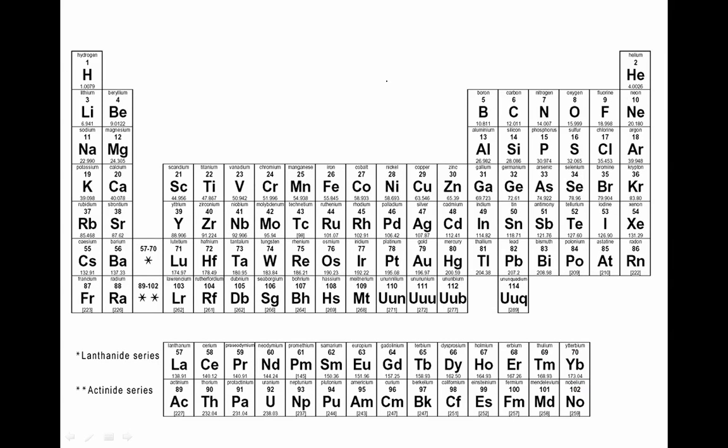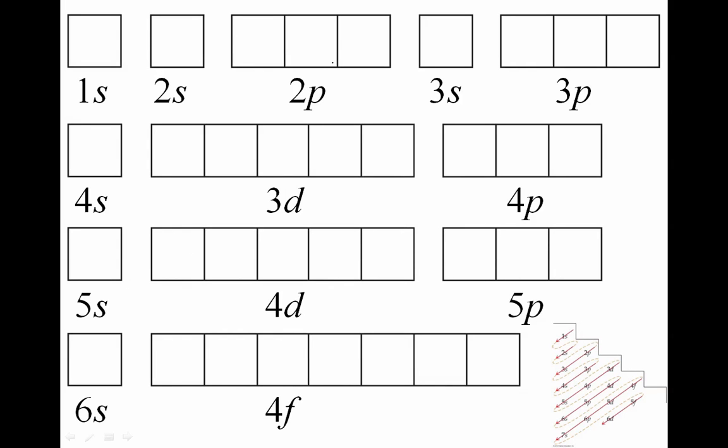Let's pick another one. Let's pick a higher level one. How about calcium? Calcium has 20 electrons. Okay. 1, 2, 3, 4, 5, 6, 7, 8, 9, 10, 11, 12, 13, 14, 15, 16, 17, 18, 19, 20. And there is the orbital diagram for calcium.